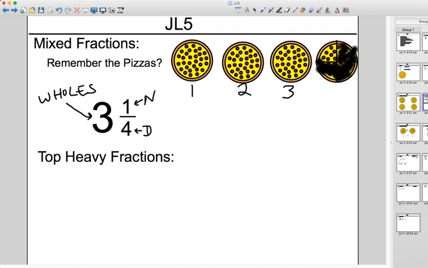Sorry about the messy graffiti. Kind of reminds me of Chris Pratt's face on the bus. There we go.